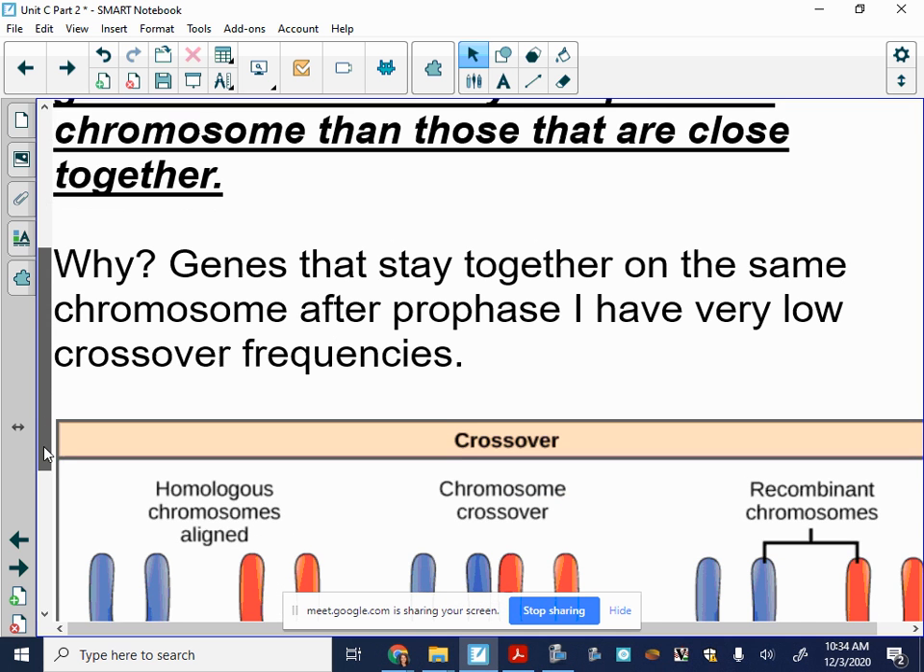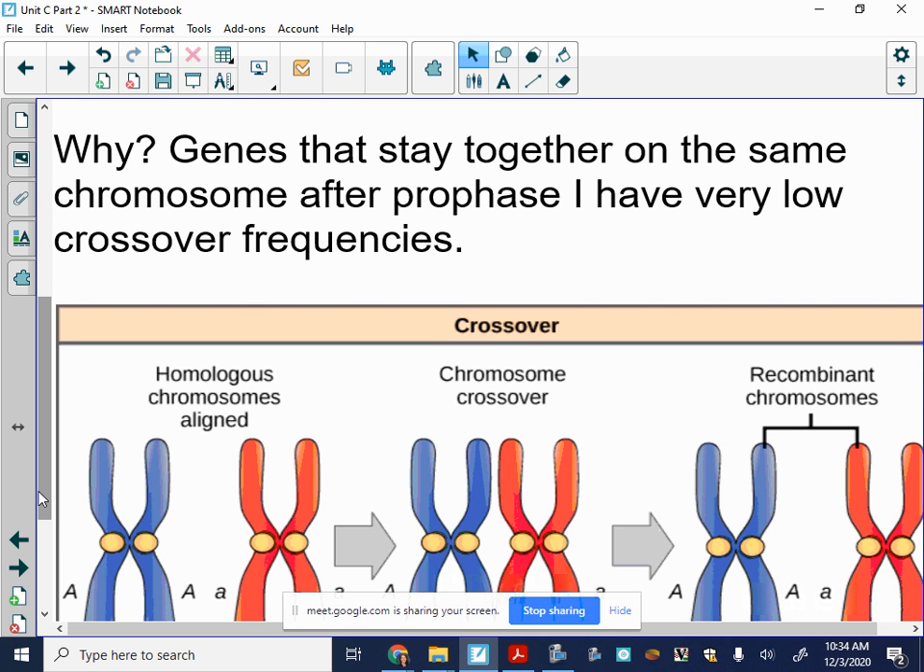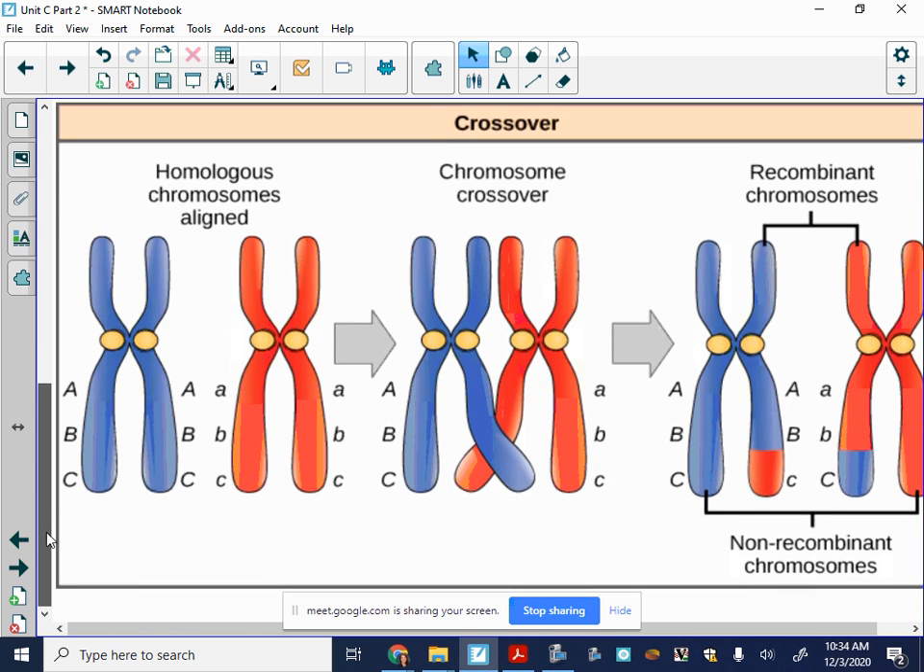The reason why is that genes that stay together on the same chromosome after prophase 1 have very low crossover frequencies. Here's another graphic to show what happens with crossing over. You can see that gene C is going to cross over more frequently because it's on the end. It's just a more convenient place to cross over.